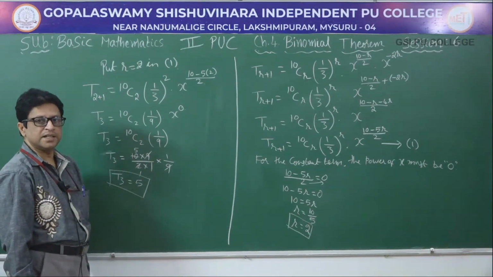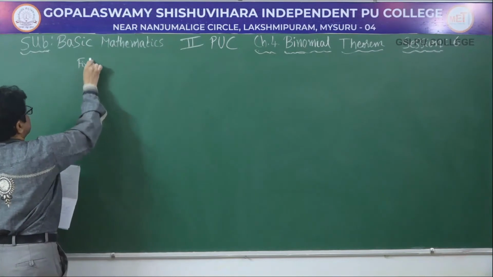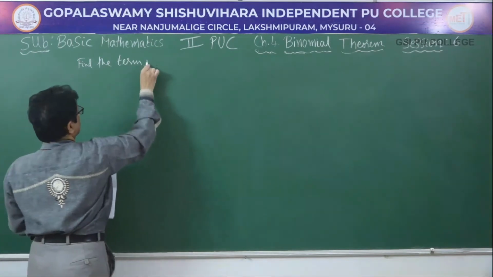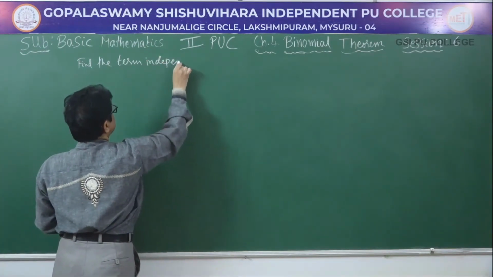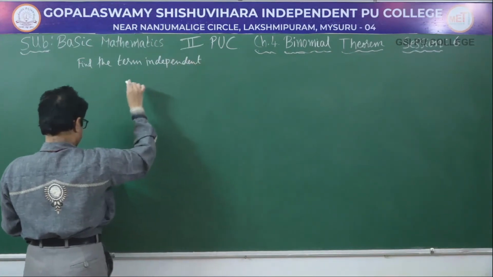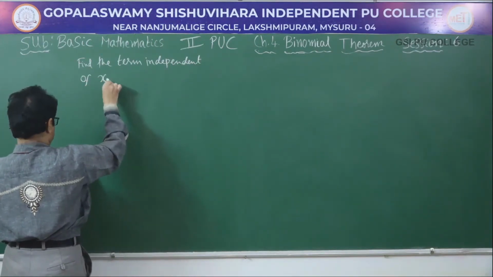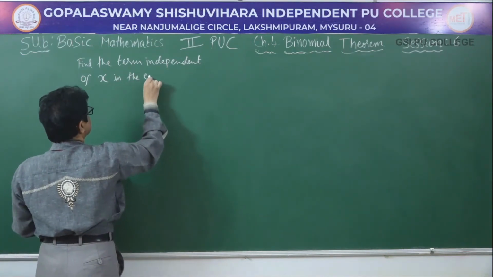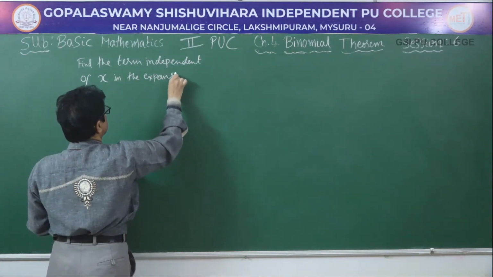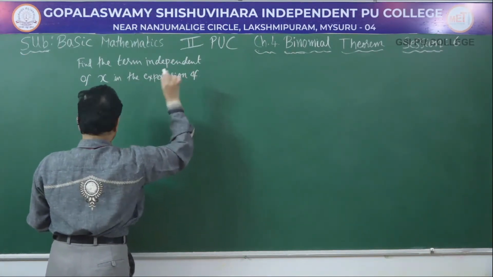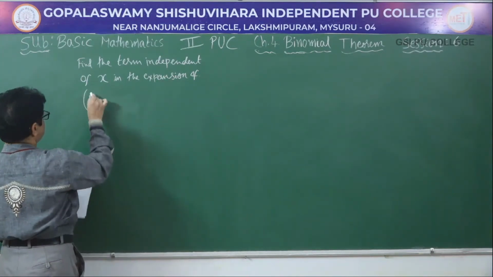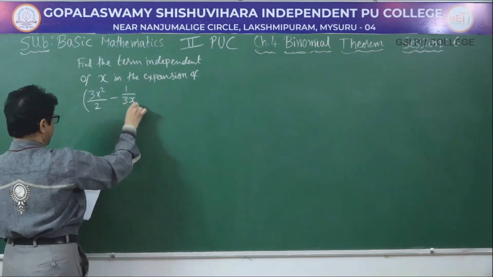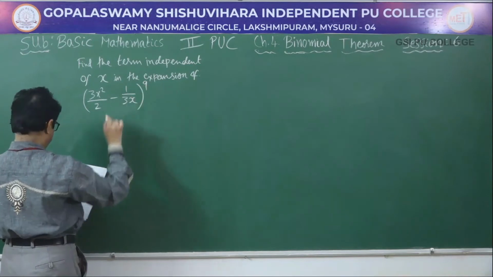That completes this problem. Find the term independent of x in the expansion of (3x square by 2 minus 1 by 3x) whole power 9.